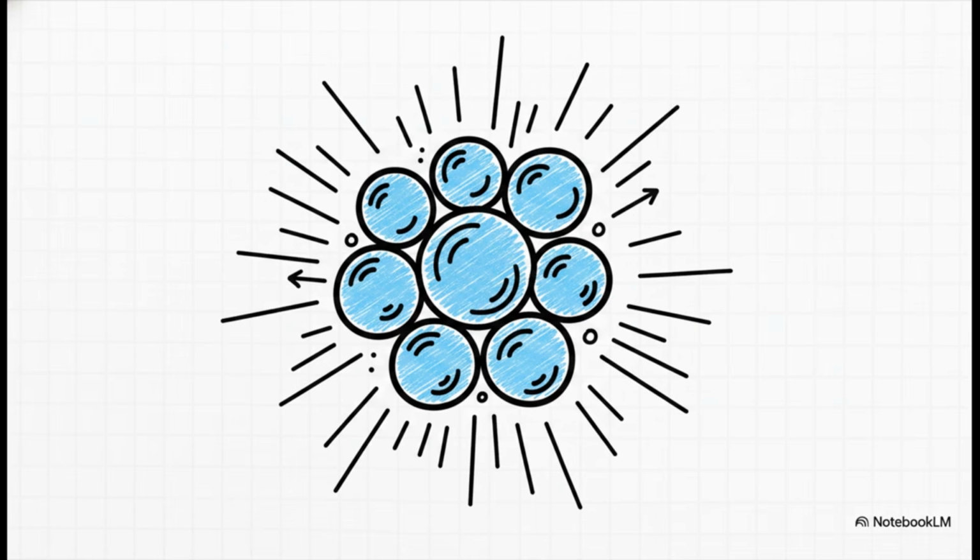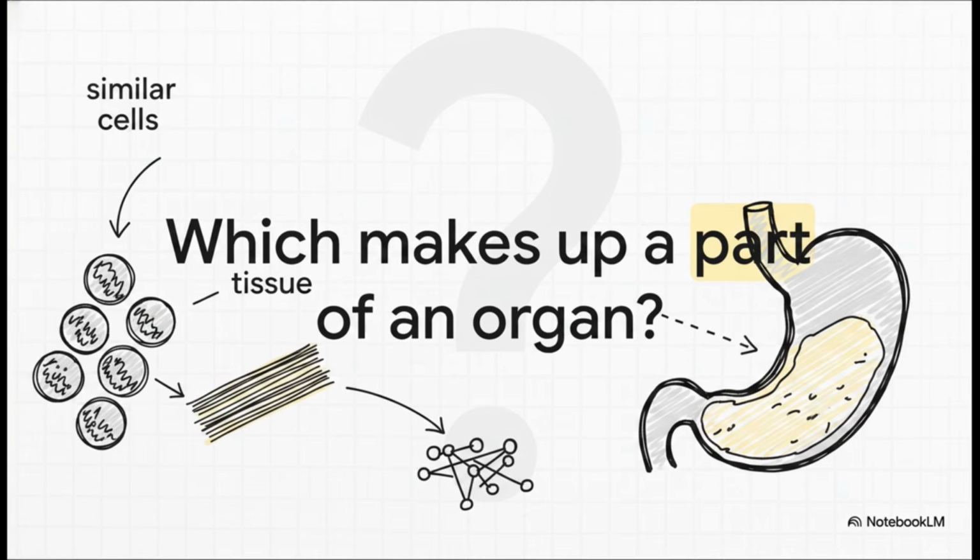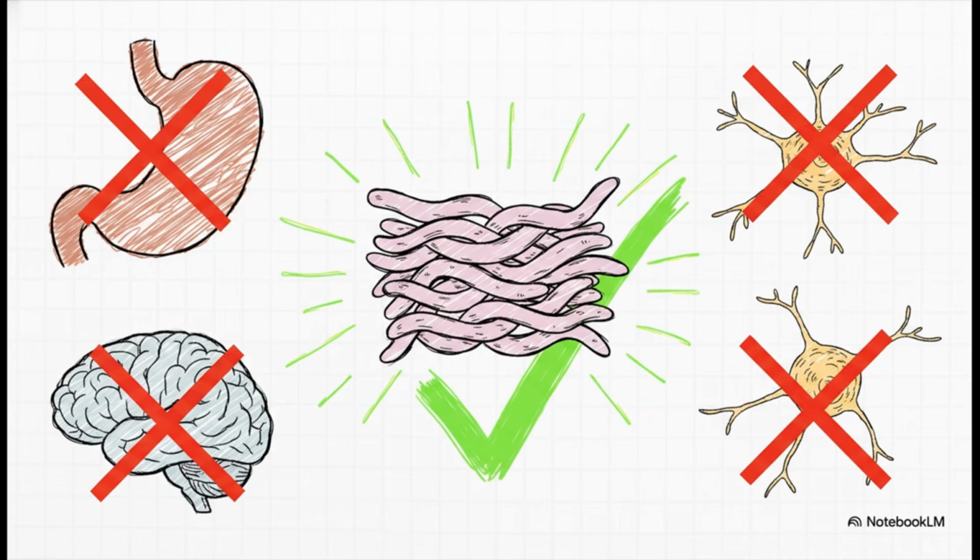Like we said, tissues are the ultimate team players. Okay, let's try one more tricky one. Which of these is composed of a collection of similar cells, but is used to make up just a part of an organ? Drum roll, the answer is smooth muscle tissue. Why? Because the stomach and the brain are entire organs made up of multiple tissues working together, not just tissues themselves. And a neuron, that's just a single cell.